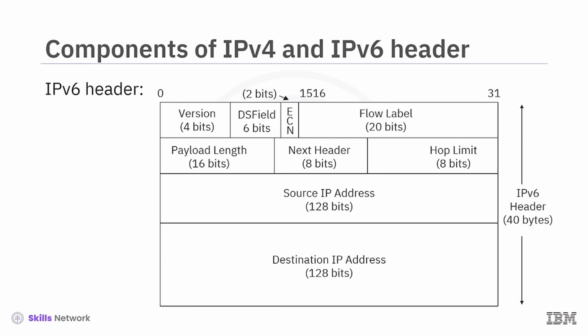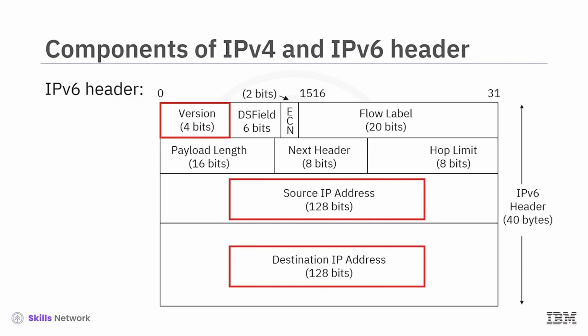The first field, of course, is the version. Here is the source IP address, but instead of being 32 bits long, it's 128 bits long, as is the destination address.